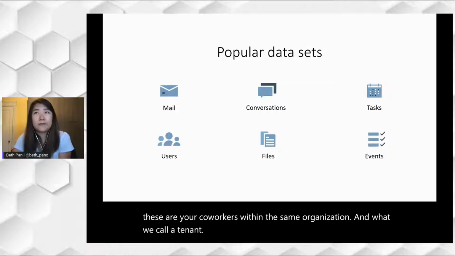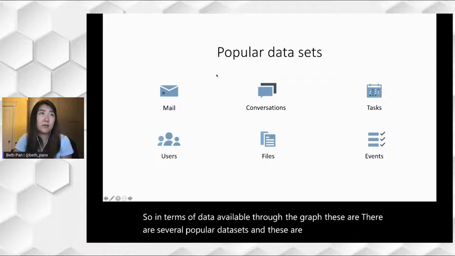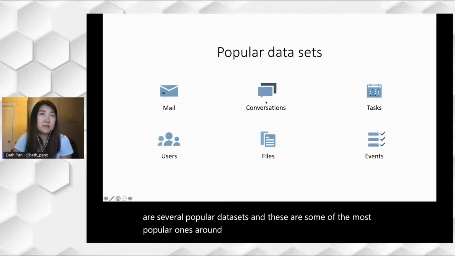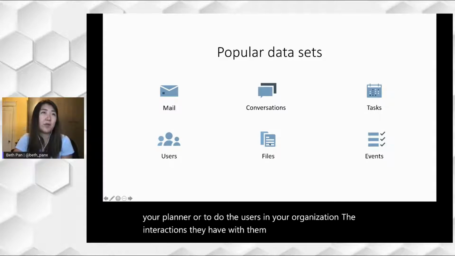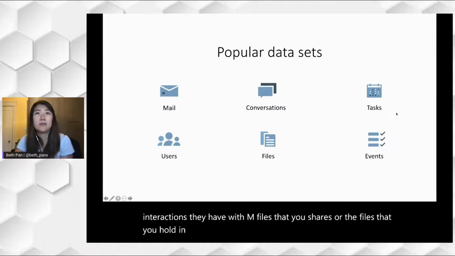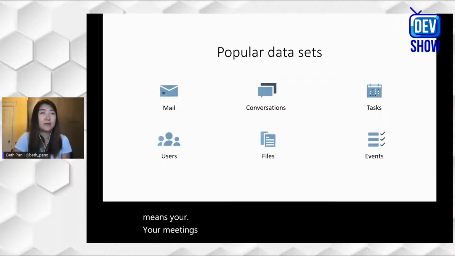So in terms of data available through the graph, there are several popular data sets, and these are some of the most popular ones: mail, conversations in Teams, your tasks on Planner or To Do, the users in your organization, the interactions that you have with them, files that you share or hold in OneDrive, and events on your calendar, which means your meetings and things on your Outlook.